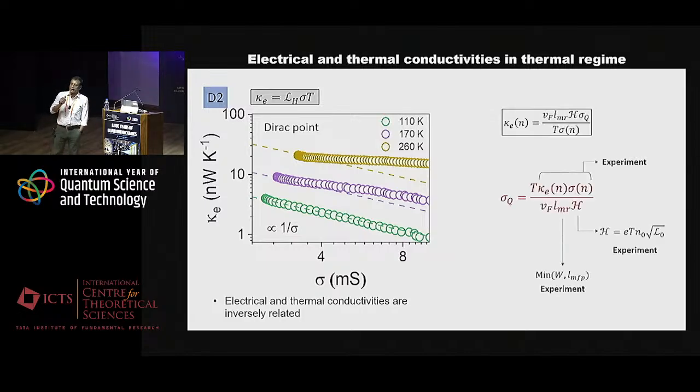Now we are ready to calculate the universal conductivity, because sigma q is given by rearranging this equation: thermal conductivity, which is experimental; electrical conductivity, which is experimental; the momentum relaxation length, which is primarily the width of the system itself, because momentum relaxation occurs only at the boundaries in most of our devices; multiplied by the value of enthalpy, which is also experimental from the fitting of the Lorentz number with density.